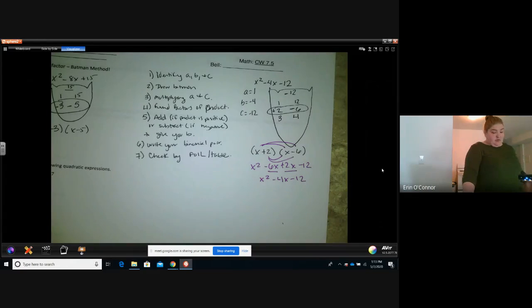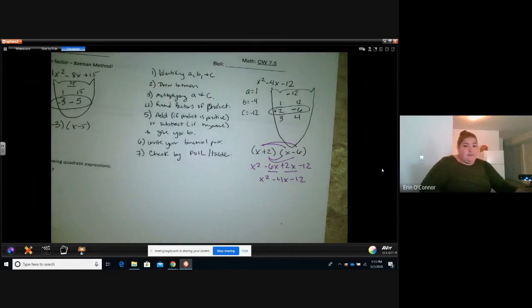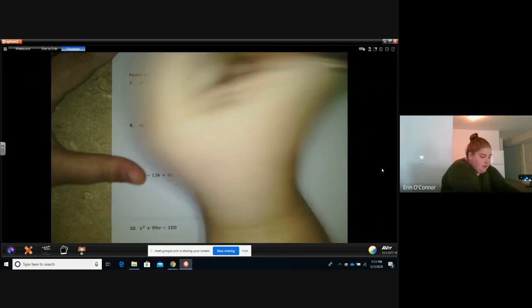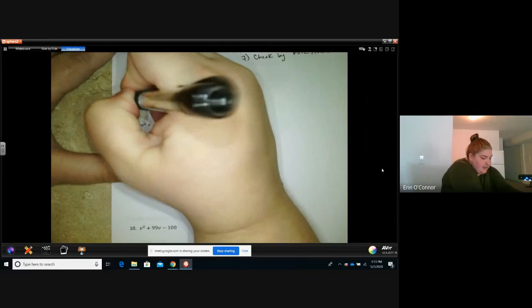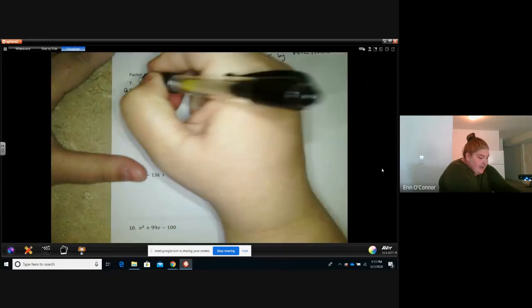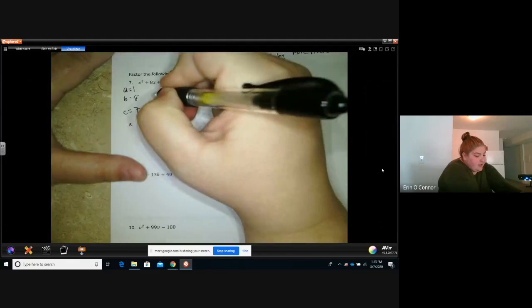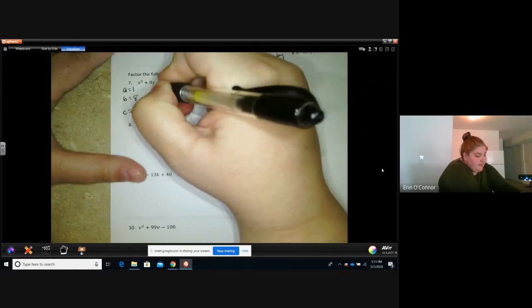So this is factoring. We're going to get some more practice, so don't worry. And then you will have an assignment. So let's practice a little bit more. So we have these three right here. Let's do A, B, and C. A is 1, B is 8, C is 7. Draw your Batman.